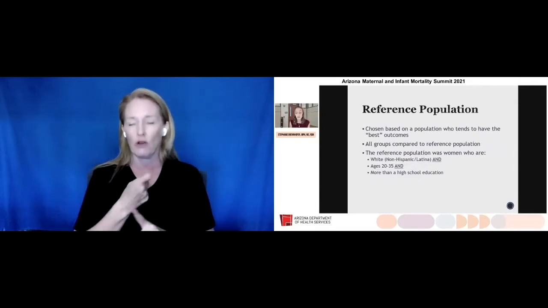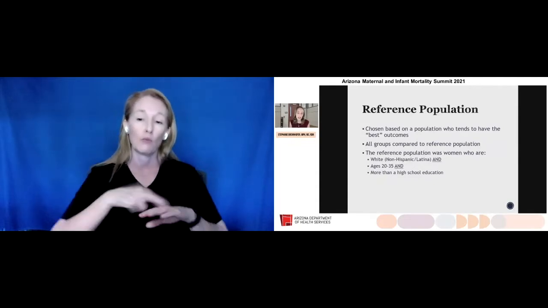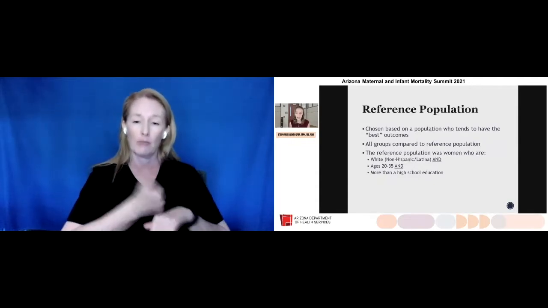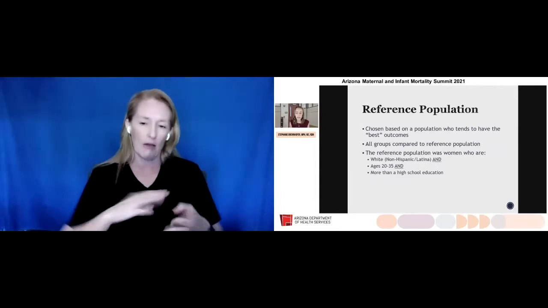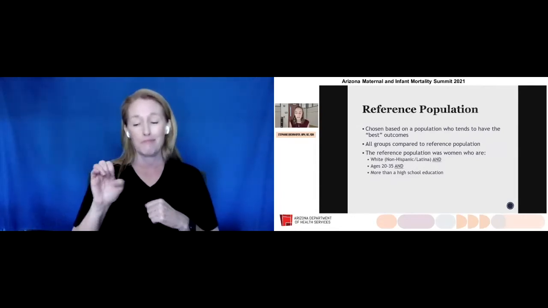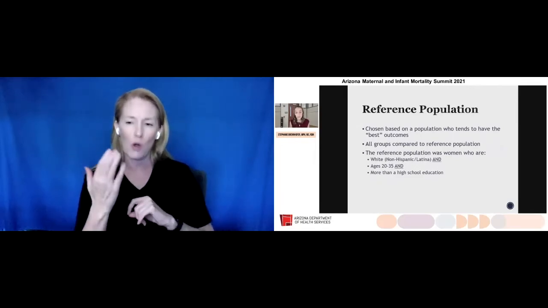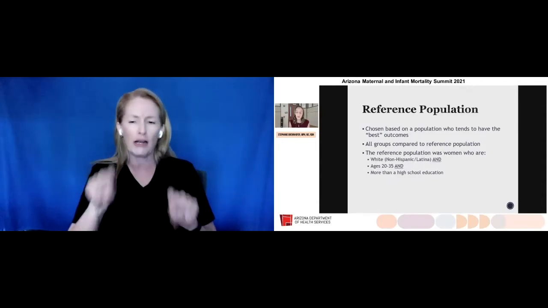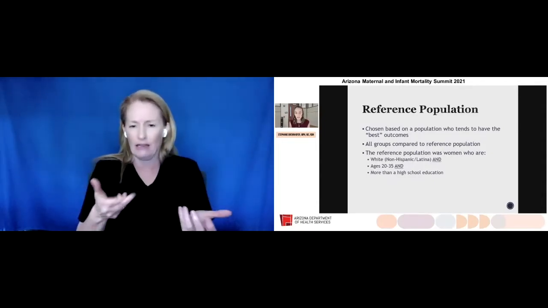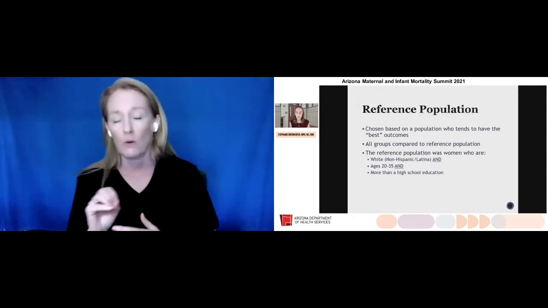So in general, the reference population is based off of the population who tends to have the best health outcomes. And I put best in quotes because it's important to remember that the reference group numbers and rates that I'm going to share with you are attainable because they have been attained by the group already, the reference group. So for some of the analyses, our priority populations will be compared against this group.